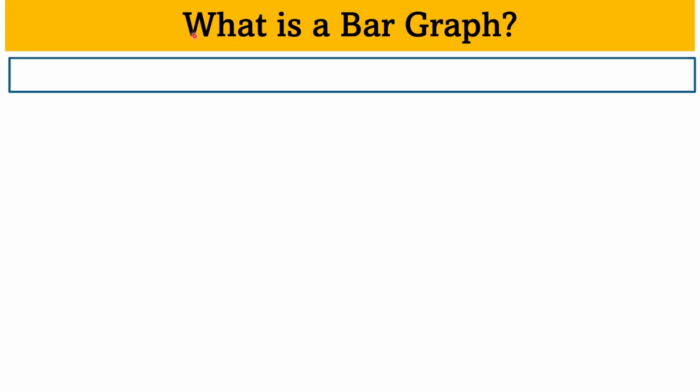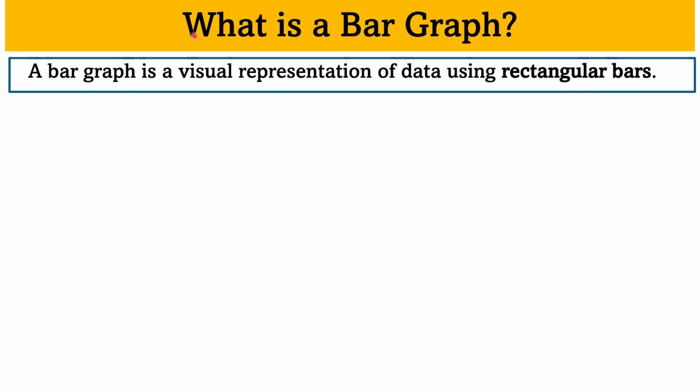Let's begin with a simple question. What is a bar graph? A bar graph is a visual representation of data using rectangular bars. The length or height of the bar shows the value of each item being measured. We often use bar graphs to compare quantities across different categories or sometimes to show changes over time.